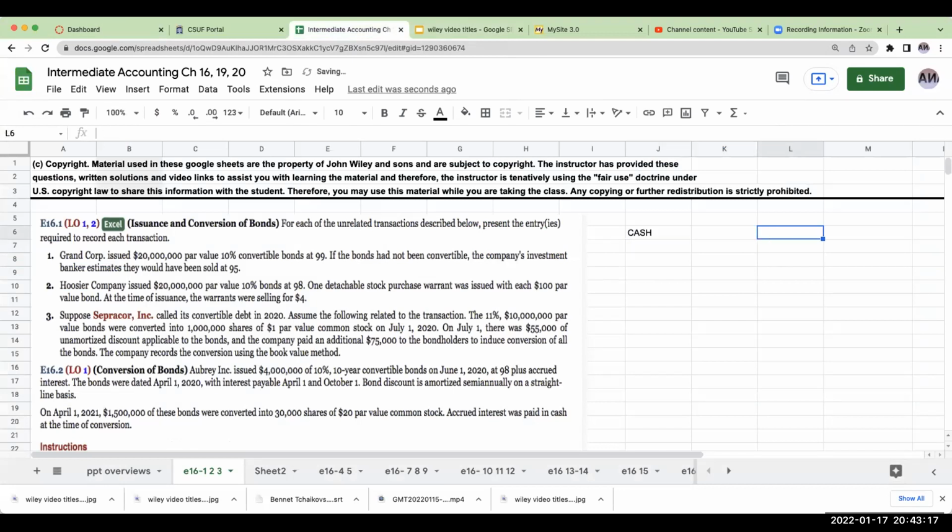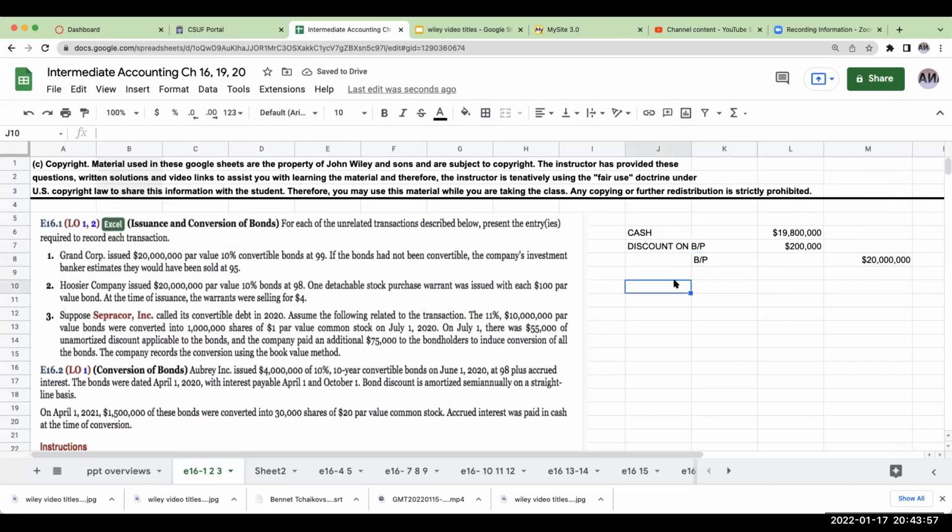So when I look at this, my cash being received is going to be 20 million at 99, or times 0.99. When I record a bond, I always record it at the face value, which is going to be 20 million. And then my difference over here is going to be my discount on bonds payable. Okay, so that takes care of the first part.